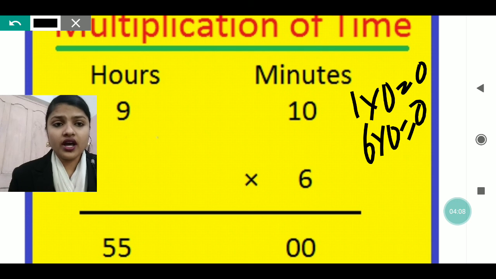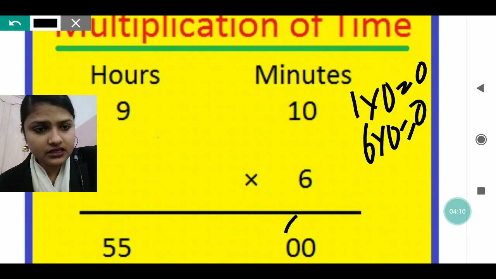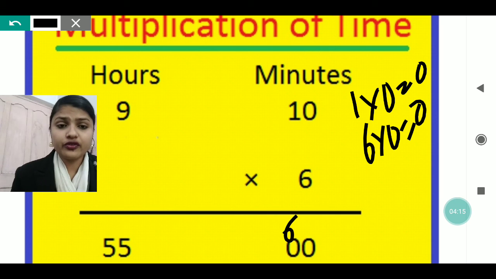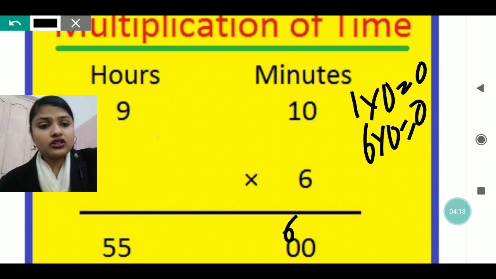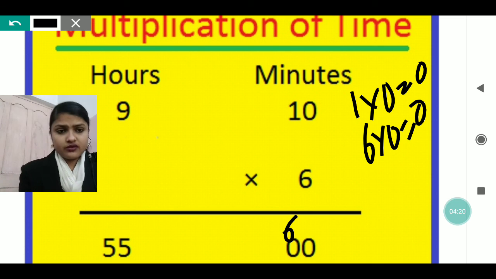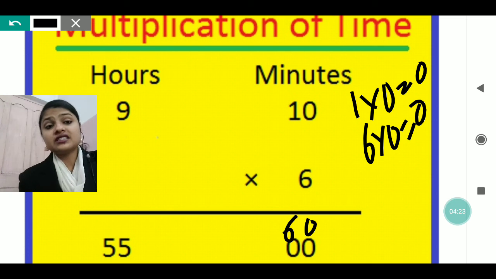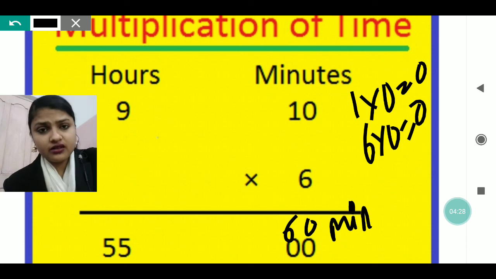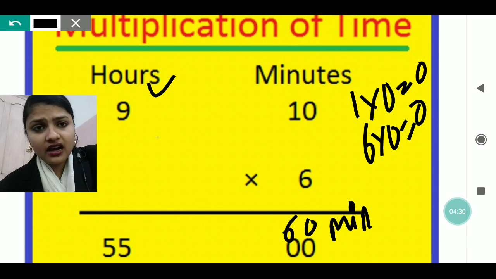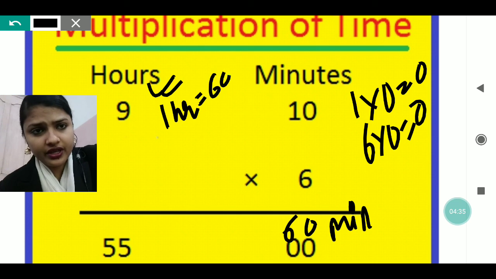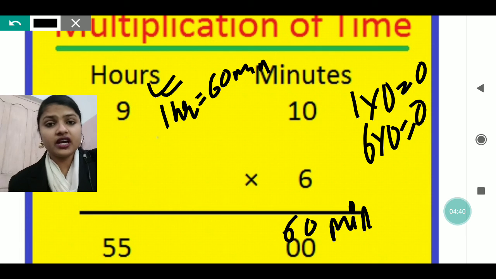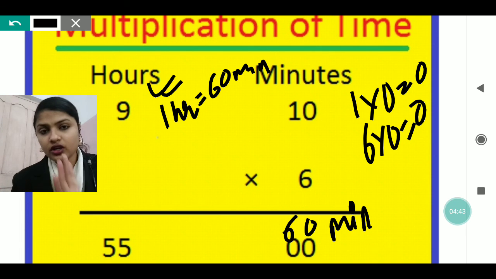Now 6 into 1 you will do, then you will get 6 here. Now 6 into 9 you have to do. We have got 60 minutes here. So that 60 minutes will later be taken by the hour, because 1 hour is equal to 60 minutes. This we already know. So this minute will be converted into hour, later onwards, not now.